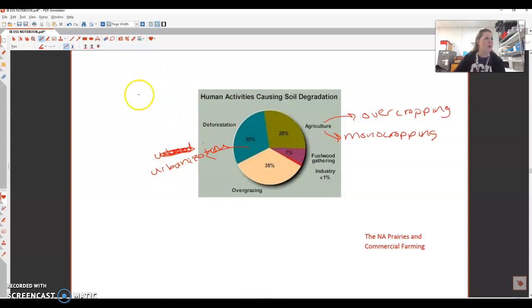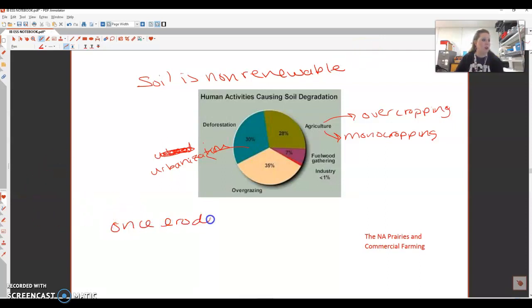And what is important to know, guys? Soil is non-renewable. Okay? Once it is eroded, it is gone. It's just like the same thing as a fossil fuel. So once eroded, it is gone. We cannot get it back.